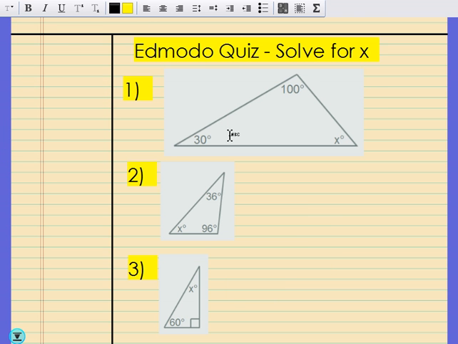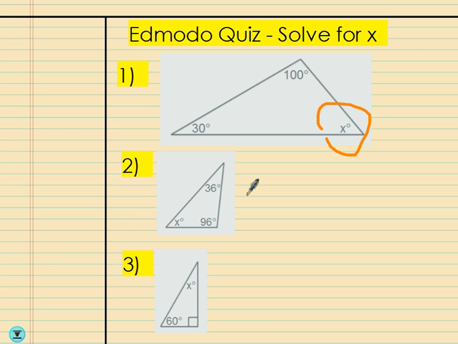Now on Edmodo, if you can work on these three problems, we're looking for the missing angle, x. If you can solve these on Edmodo, that'd be great.